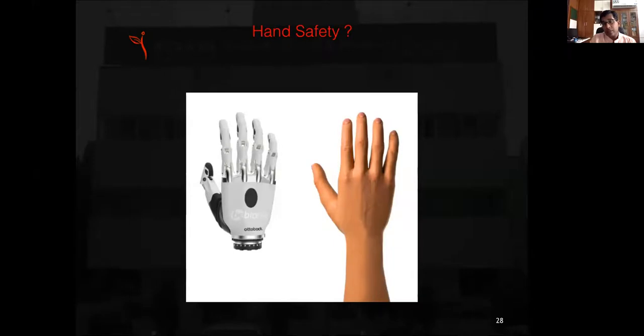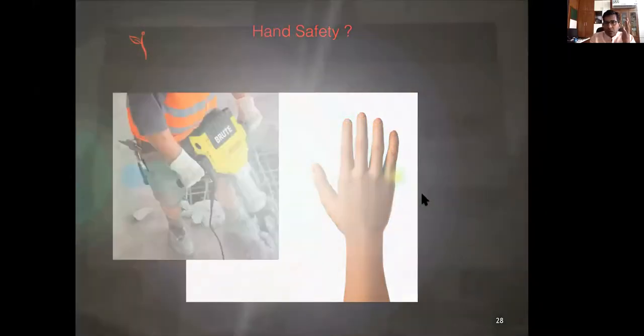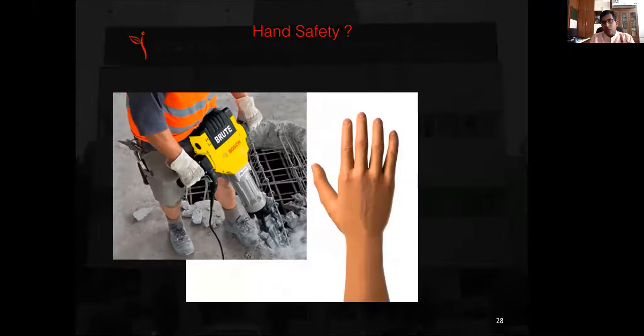And hand safety, yes, your hand is saved by not using conventional instruments. But is it really saving? Because these are pneumatic instruments. Whatever you are using, the pneumatic instruments are bound to create vibrations and they create problems in your hand, neuropathies, carpal tunnel syndrome, as Dr.